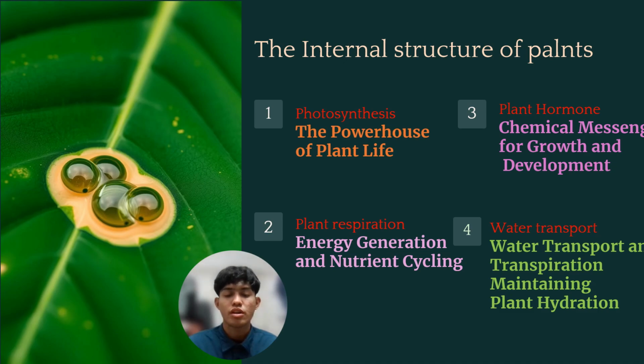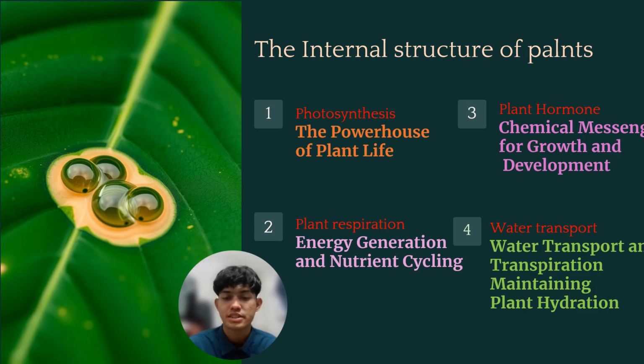So now I will introduce the internal structure of plants, which has 4 main processes: photosynthesis, respiration, hormones, and water transport. The first one is photosynthesis. Plants make their own food through photosynthesis. They use sunlight, carbon dioxide, and water to create energy and release oxygen. This happens in tiny structures called chloroplasts.